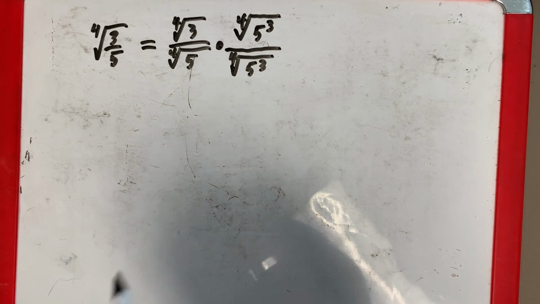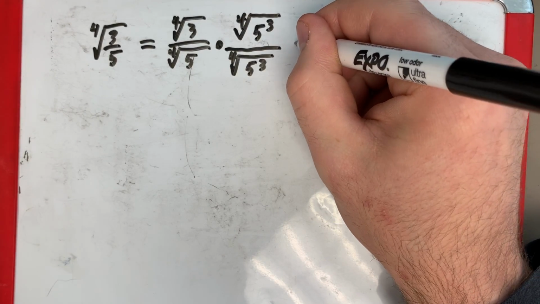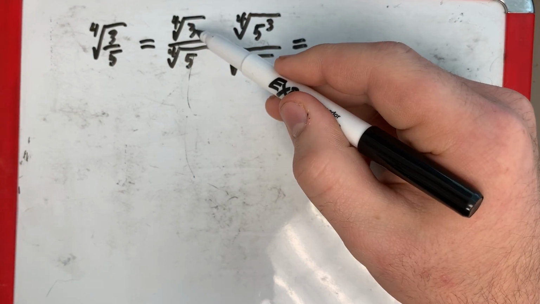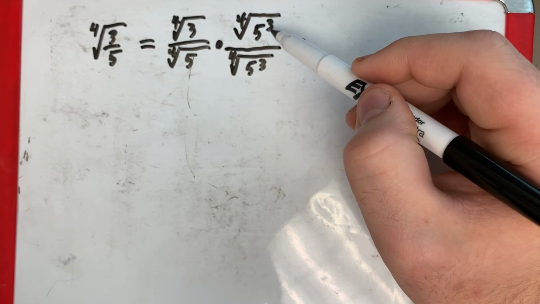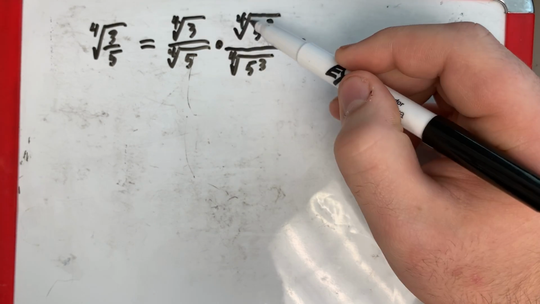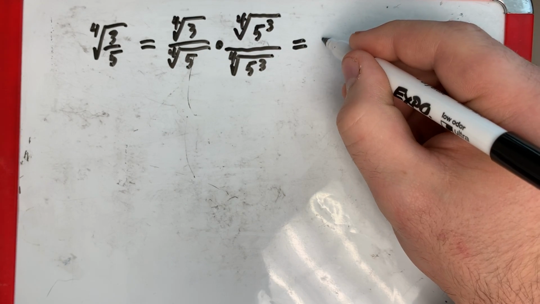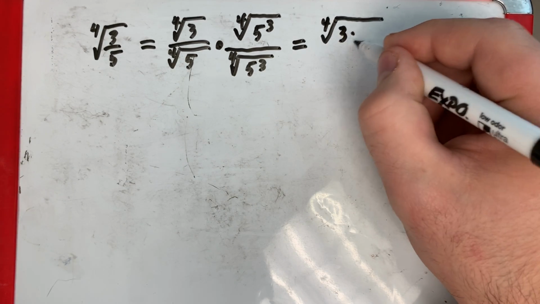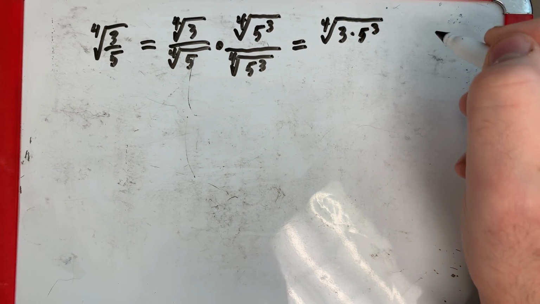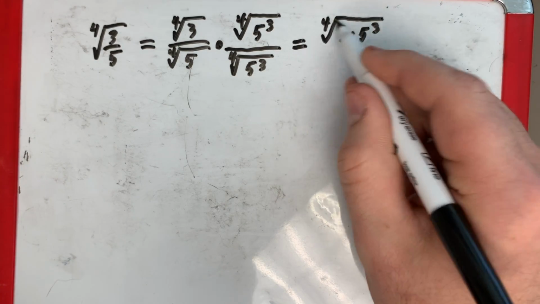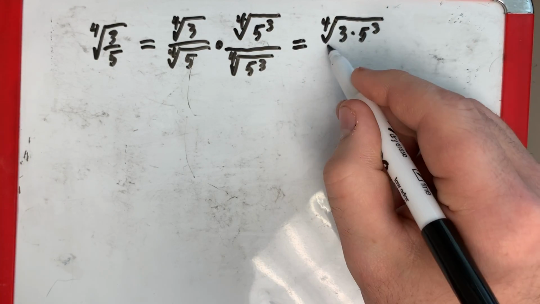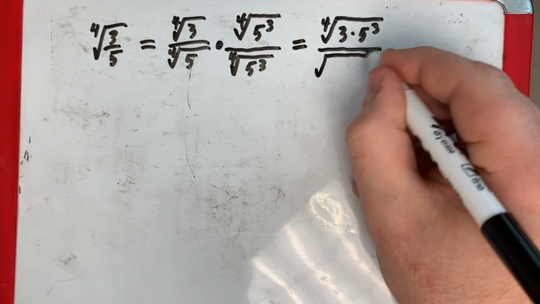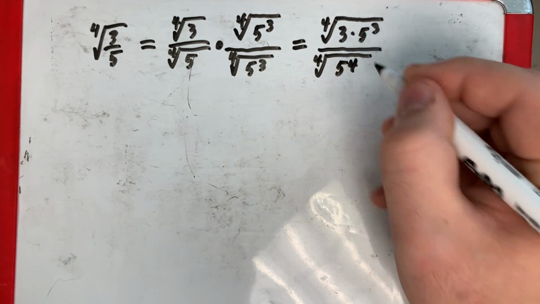Okay. So now what this allows me to do is multiply straight across, and noting that I have fourth root of 3 times fourth root of 5 to the third. They have the same radical, so I can put them all under the same radical using the product rule for radicals. So I have 3 times 5 to the third, all inside this radical, this fourth root here. We're going to do the same thing here. So we have fourth root of 5 to the fourth.